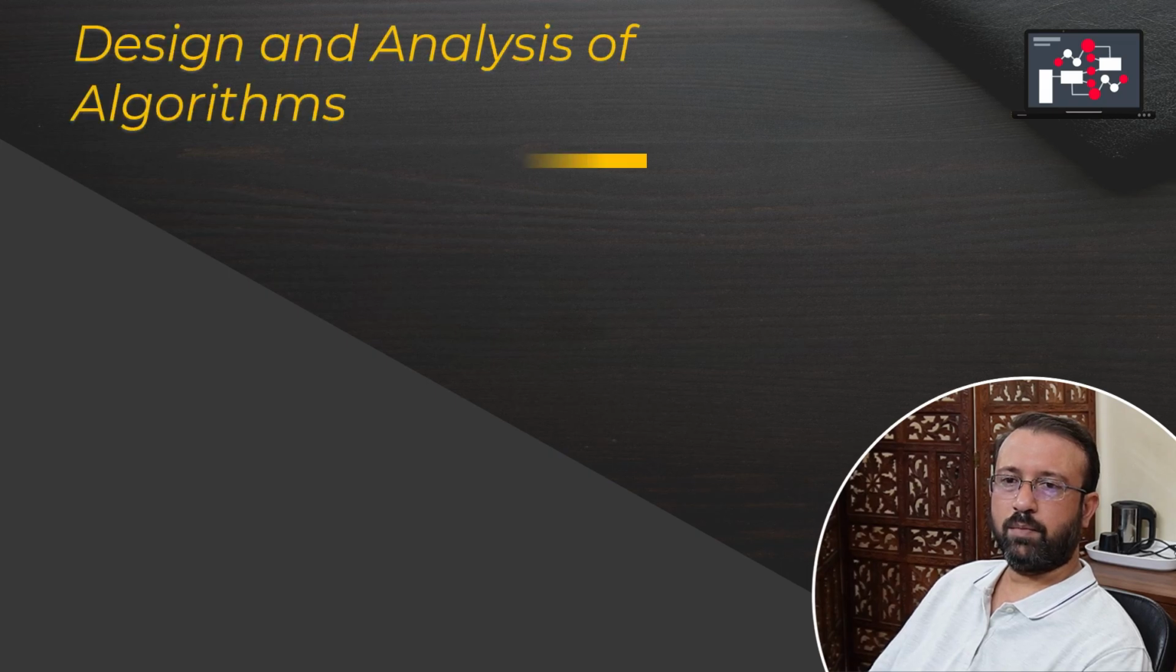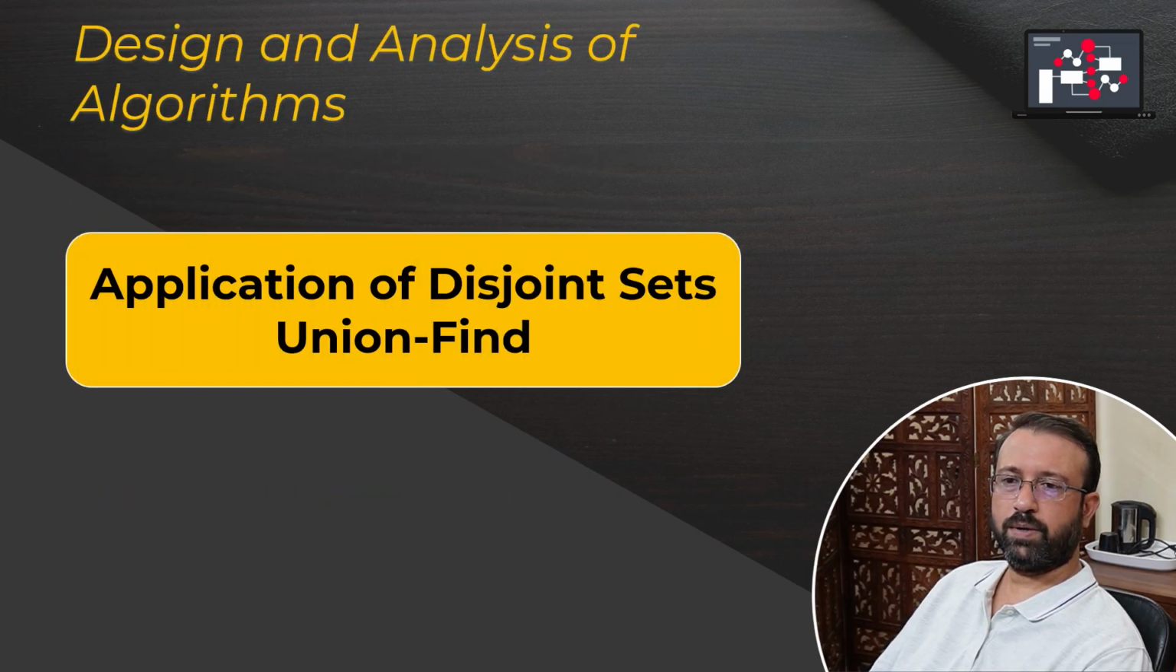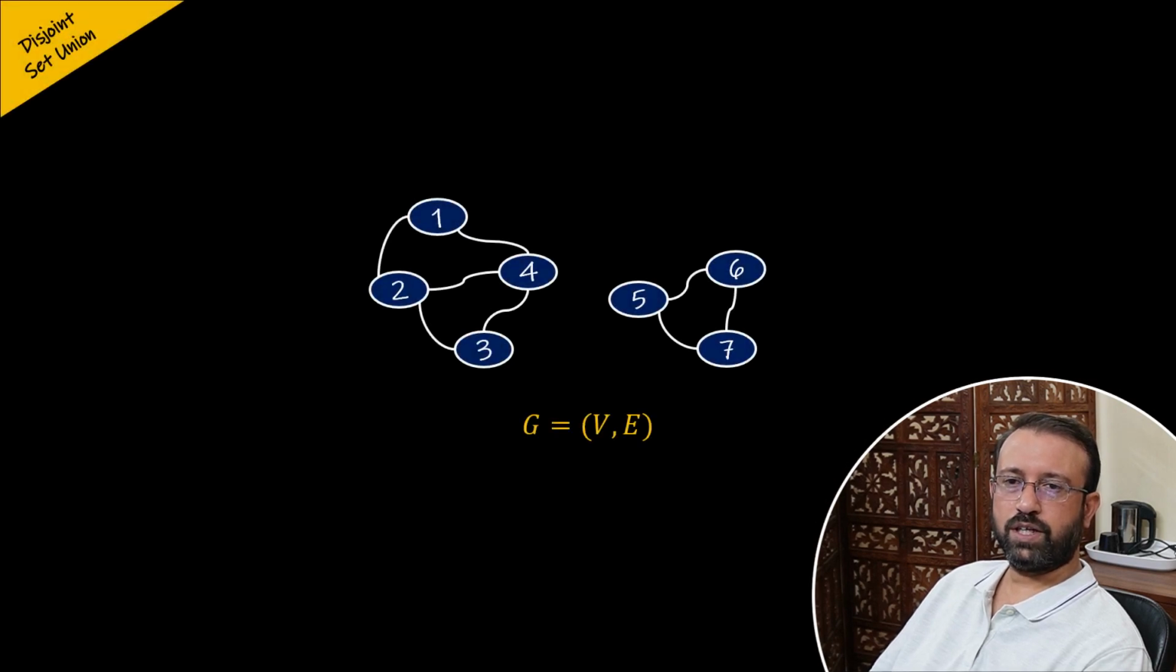There are several applications of union find operation in algorithms. In this video, we will look at how union find operation can be used to find number of connected components in a graph. Let us consider a graph G. This graph has 7 vertices, and by looking at the graph, we can say that there are 2 components. It is easy to see here that there are 2 connected components.